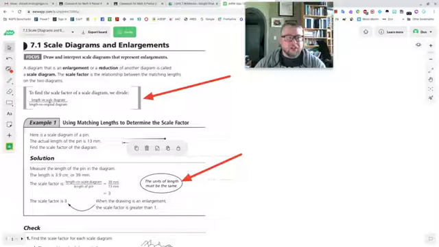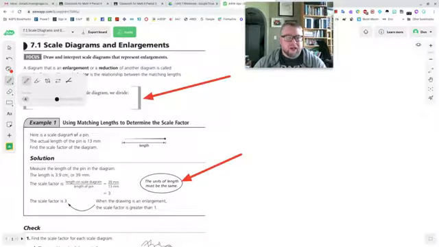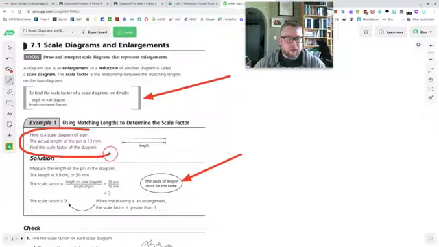Down here, we have just example number 1. It's very straightforward. It says use matching lengths to determine the scale factor. So right here, we have the example of a scale diagram of a pin. The actual length of the pin is 13 millimeters. We find the scale factor of the diagram.